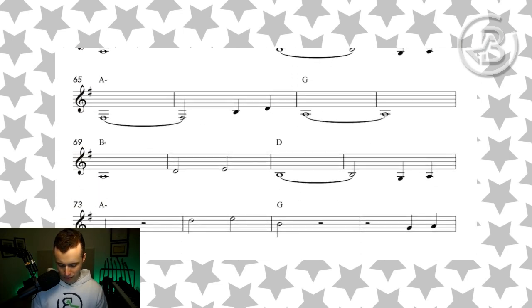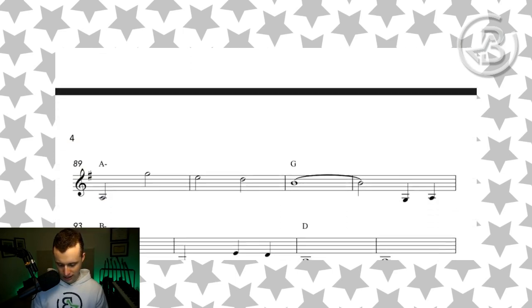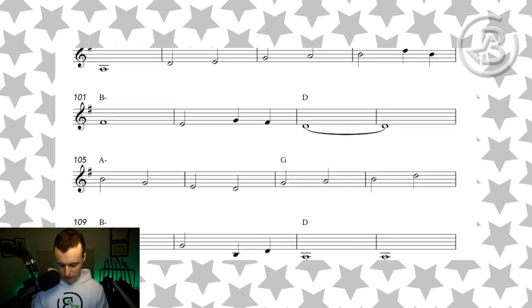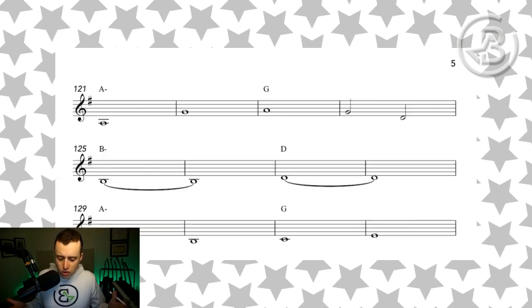And the page after that. And, golly, wouldn't you know it, the page after that. So we can see that this entire song is built on a chord progression. The chord progression is going A minor, G, B minor, D.